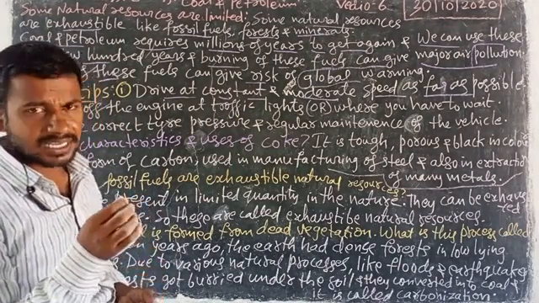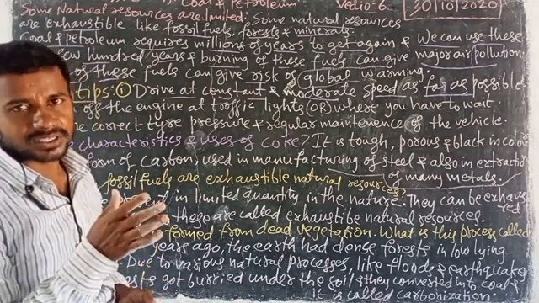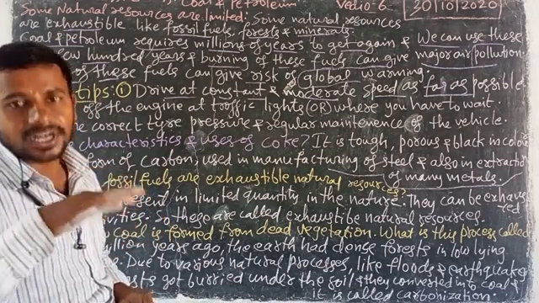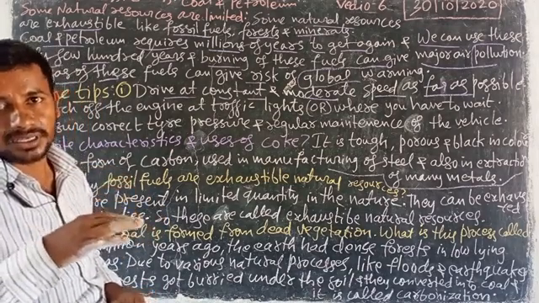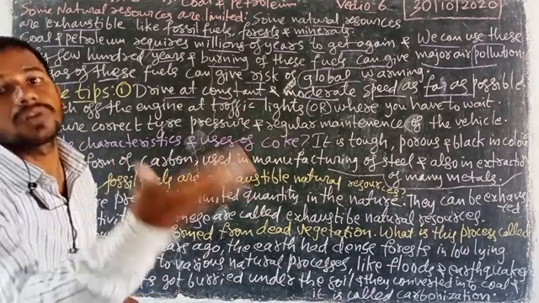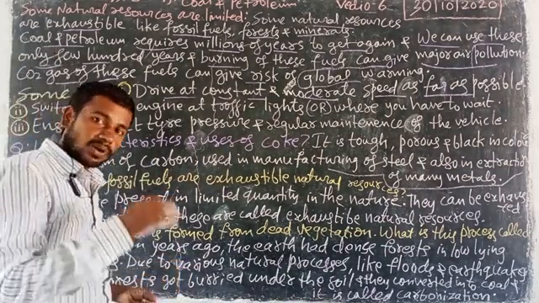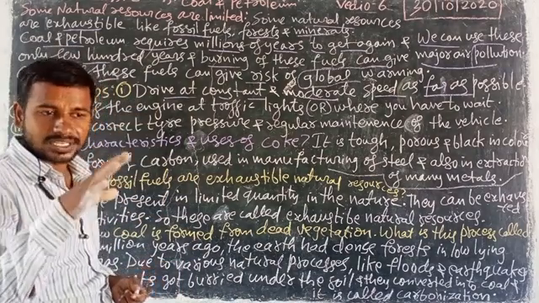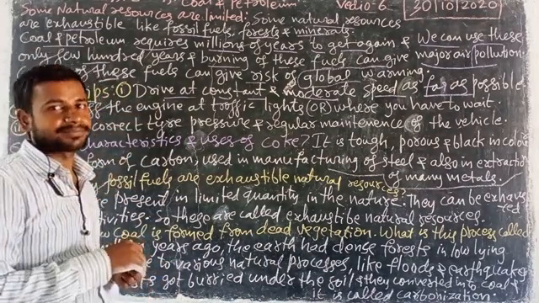If you use 1 liter of petrol for 10 kilometers, then if you use moderate and constant speed, that 10 kilometers becomes 12 kilometers. 1 liter of petrol gives 12 kilometers when you use constant and moderate speed.